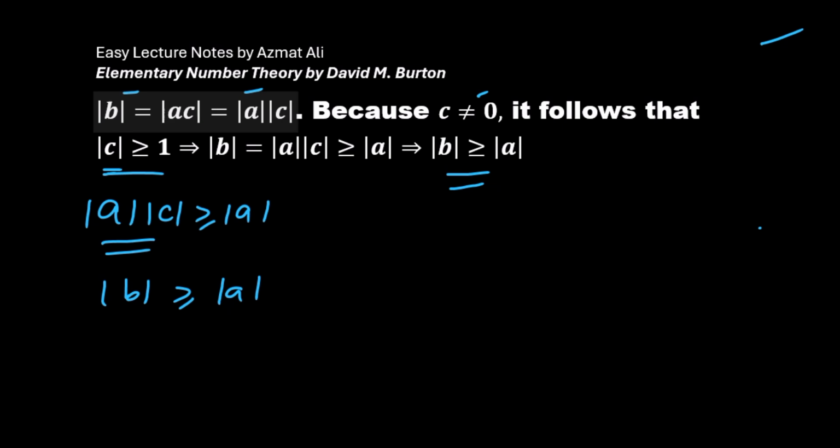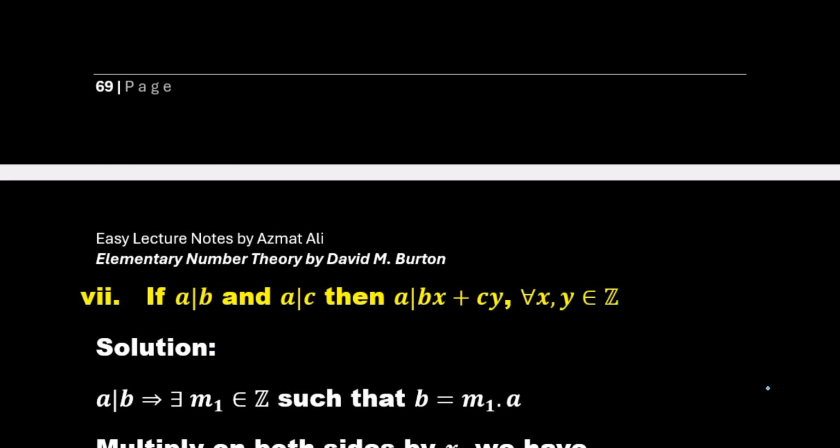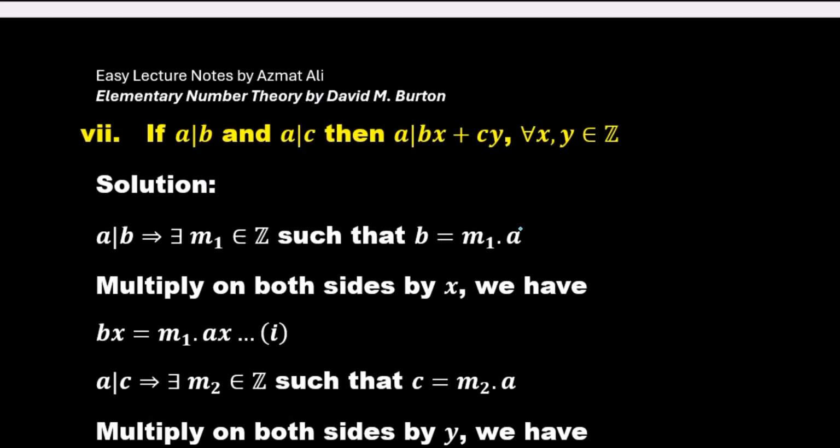Now we move towards the last part of the theorem, which says that if A divides B and A divides C, then A divides the linear combination of B and C. Simply by using the definition of divisibility, A divides B implies there exists an integer m1 such that we can write B is equal to m1 into A. Multiply on both sides by x. Why are we multiplying with x? Because in the linear combination, B is multiplied with x. So multiplying this equation with x, we have bx is equal to m1 into ax. Say this is equation number 1.